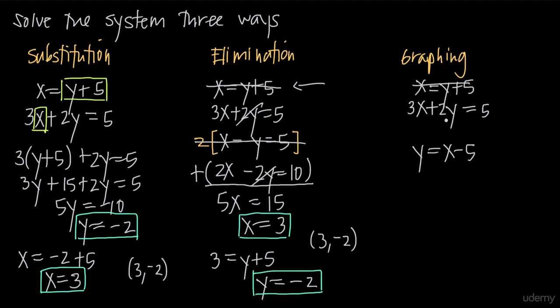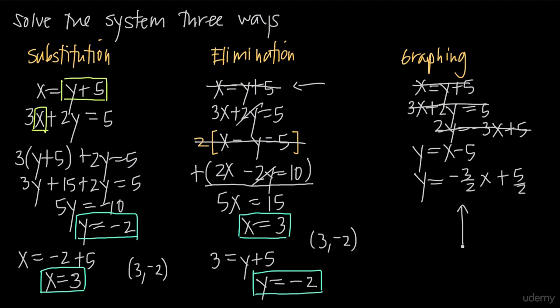This equation, in order to solve for y, first we want to go ahead and subtract 3x from both sides. We'll get 2y is equal to negative 3x plus 5. Then we want to go ahead and divide both sides by 2 to get y by itself. When we do that, we'll get y is equal to negative 3 halves x plus 5 halves. Now we have both equations in slope-intercept form, and we can go ahead and graph them on an xy coordinate plane.